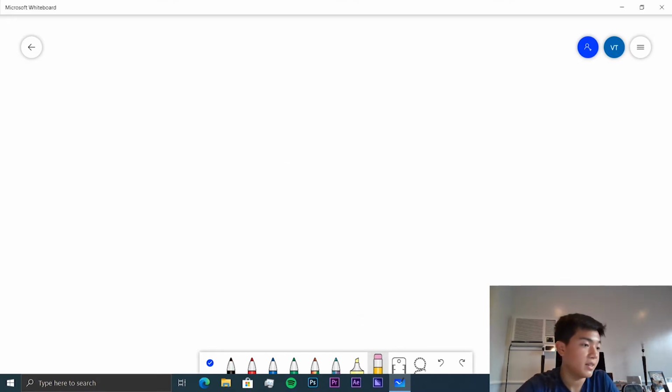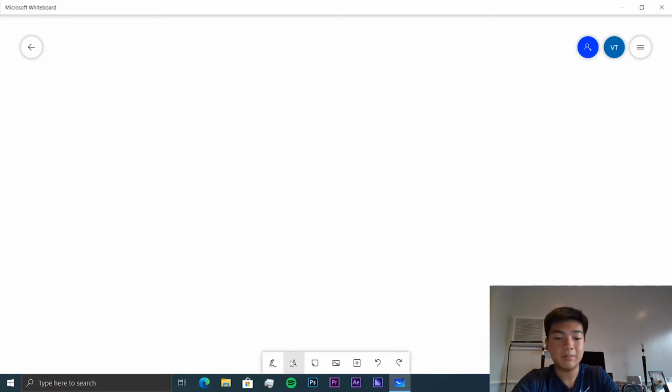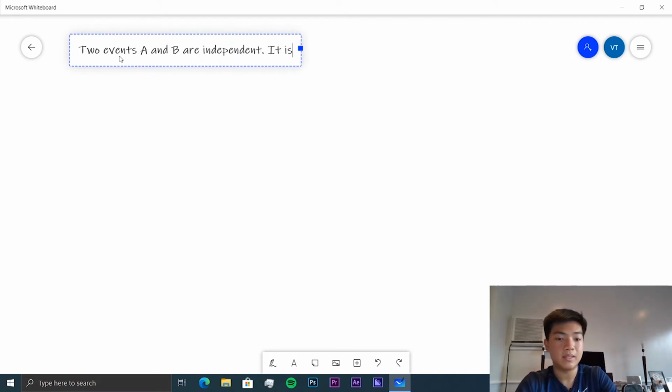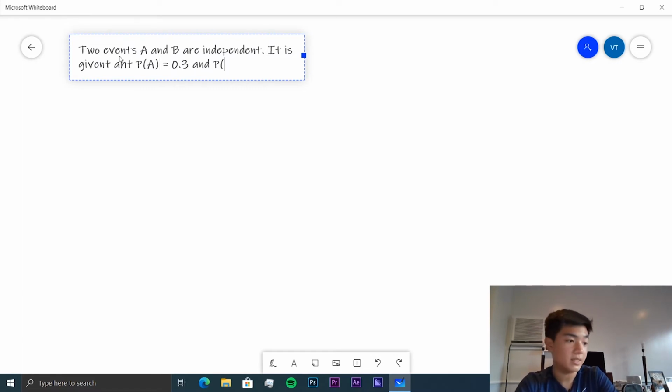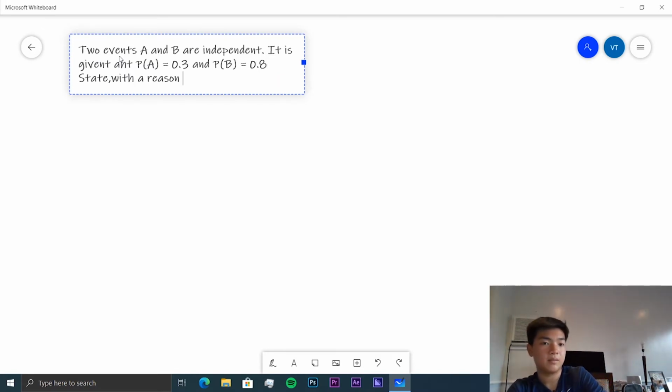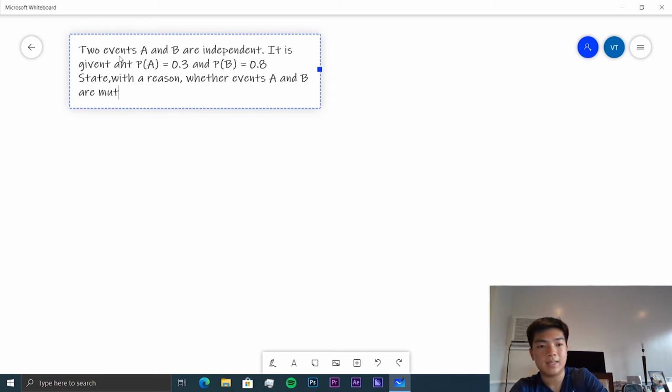Very nice. Okay, next we move on to the exam style questions. So we have two events, A and B, that are independent. It is given that the probability of A is equal to 0.3 and the probability of B is equal to 0.8. State with a reason whether events A and B are mutually exclusive. No, they are not, because the total probability has to add up to 1, and 0.3 plus 0.8 is greater than 1. So therefore, the events cannot be mutually exclusive.